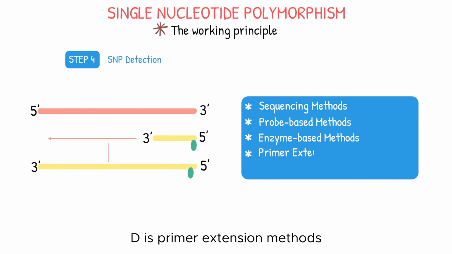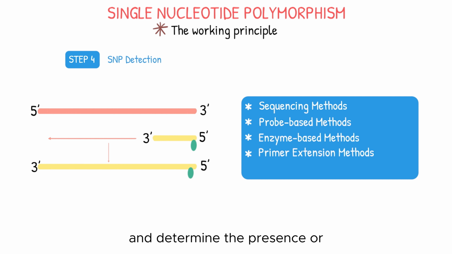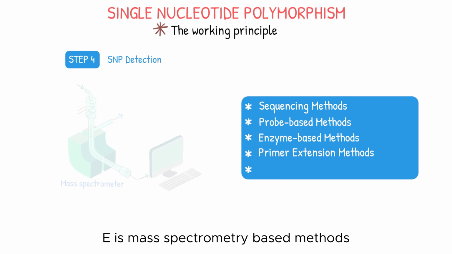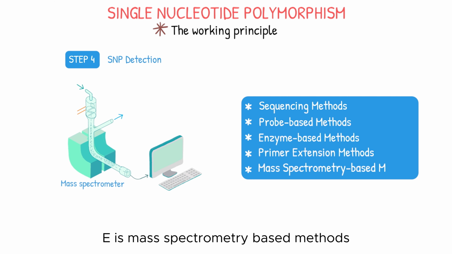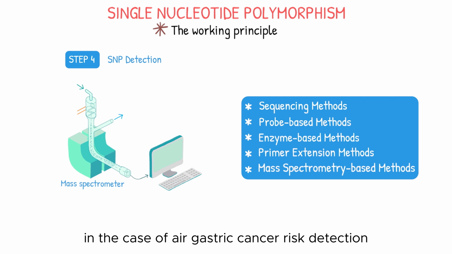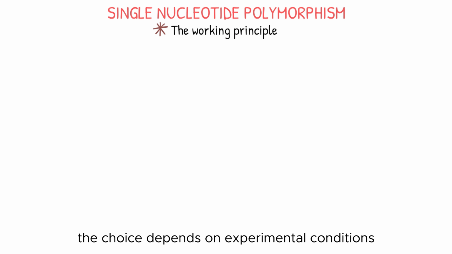D is primer extension methods, using specific primers to amplify the target SNP region and determining the presence or absence of the SNP based on primer pairing. E is mass spectrometry-based methods, utilizing mass spectrometry techniques such as genotype analysis using tandem mass spectrometry to detect SNP variations. In the case of our gastric cancer risk detection, all of the above-mentioned methods can be applied. The choice depends on experimental conditions.